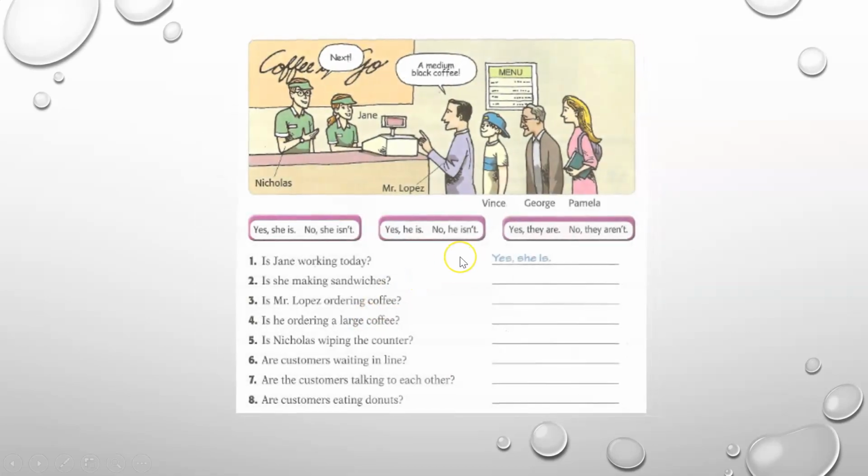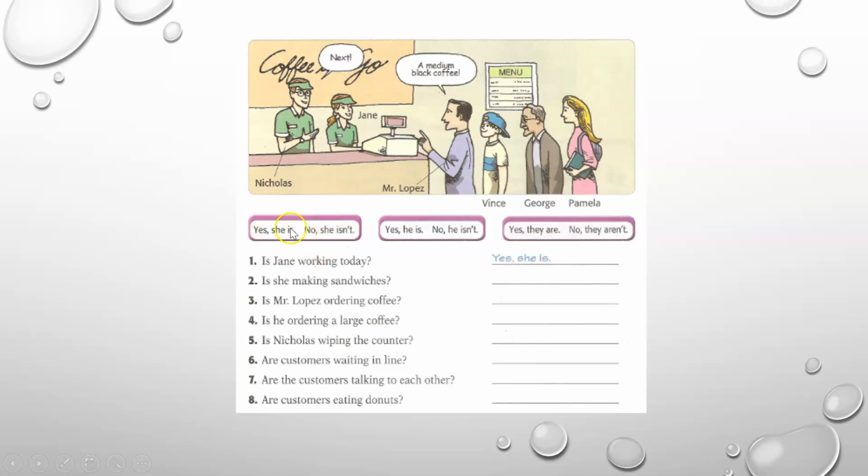All right. The final thing is going to be a conversational practice using present continuous tense, yes and no questions, short answers. We have a picture of a restaurant and people who are standing in line. Here is Nicholas. He's an employee in the restaurant. This is Jane, who is a cashier. That is Mr. Lopez, Vince, George, and Pamela. So these four people are customers, and these two people who wear uniforms are employees at the restaurant, the workers in the restaurant. Okay, so let's take a look at some examples here.